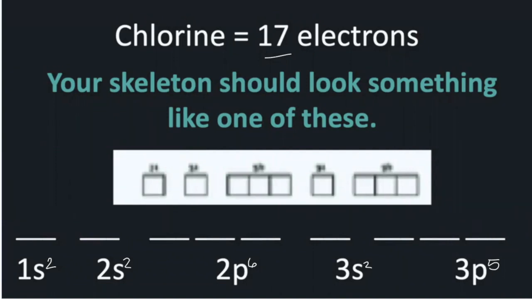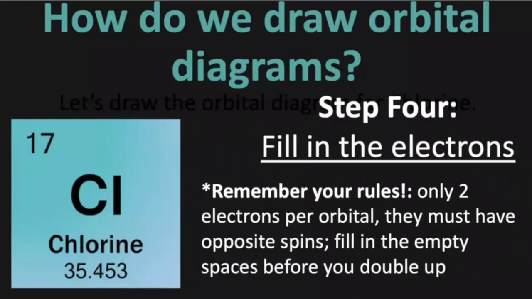All right, and step 4 is to fill in your electrons. So remember your rules. You can only put 2 electrons per blank. They've got to be pointing in the opposite directions. All right, don't overthink it. Just remember they got to point in the opposite direction. And then fill in the empty spaces before you double up that orbital. All right, so let's go back and look at chlorine here.